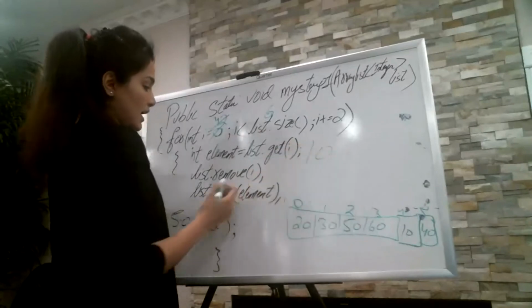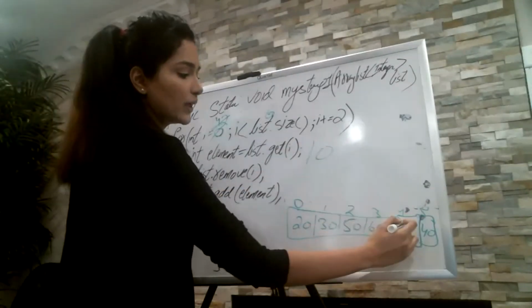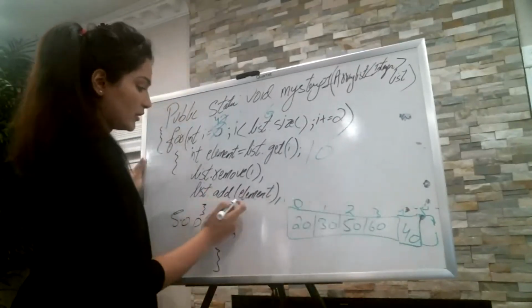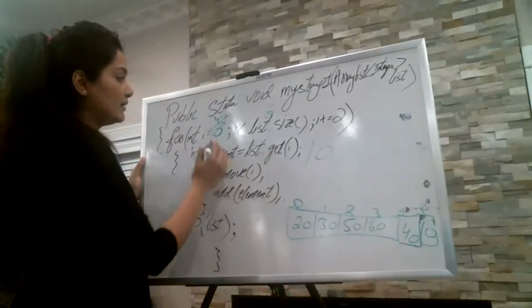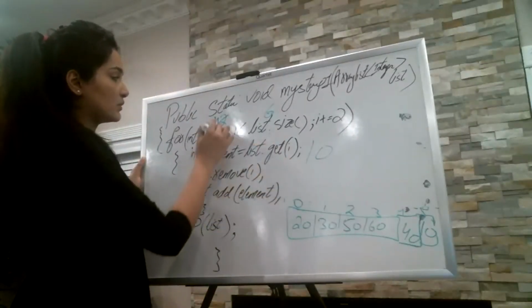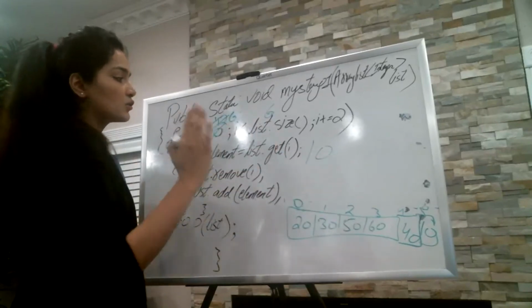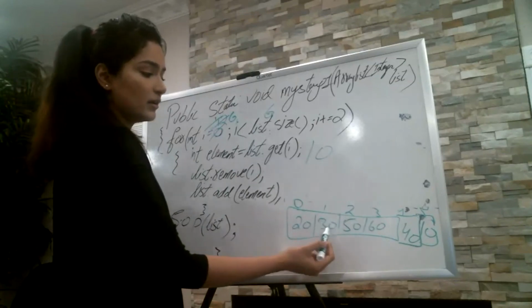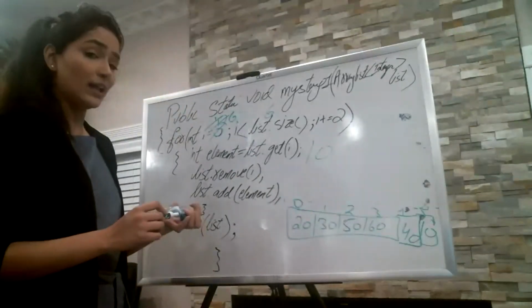list.get(i) is 10. list.remove(i). You are removing 10. As you remove 10, 40 is shifted on this side. And list.add(element), 10 is added at the end. Again, i plus equals 2. i is now 6. Is 6 less than 6? No. Stop the loop and this is the final content of your array, which is 20, 30, 50, 60, 40 and 10. This is how you will be doing the last one as well.